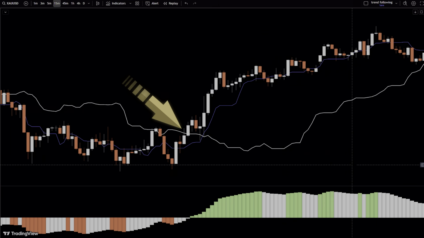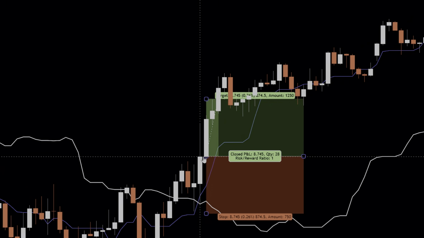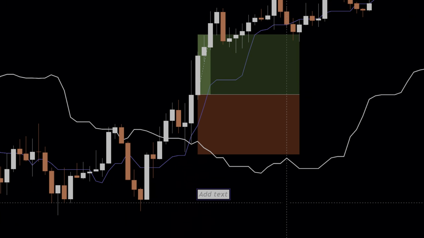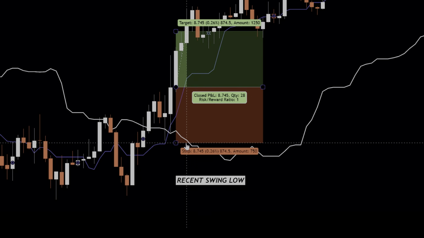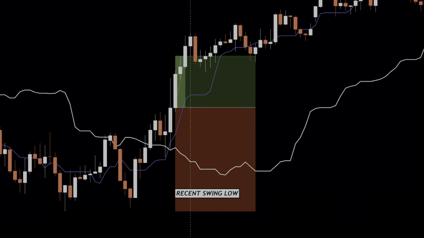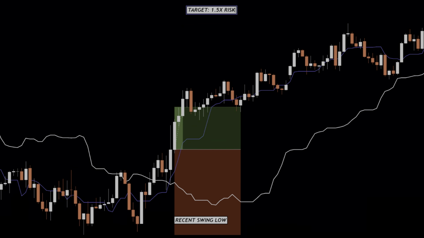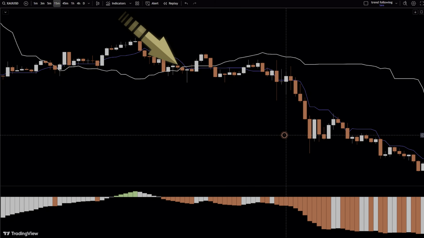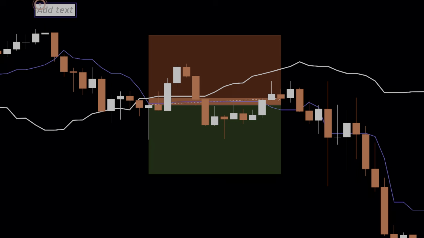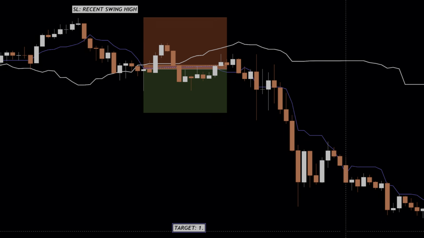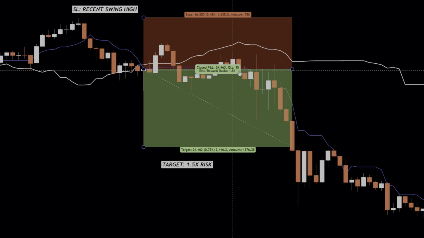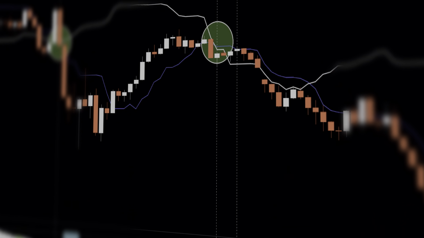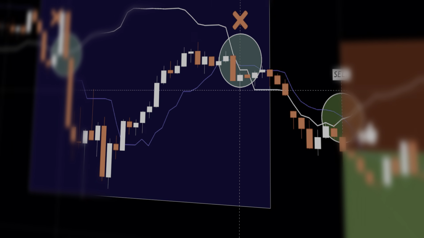Here's another example. Blue line crosses up, MACD confirms green, entry at candle close, a stop loss under the recent swing, target 1.5 times the stop, smooth trade. Sell setup: blue crosses down, MACD red, entry at candle close, a stop above the recent swing, target 1.5 times the risk. Clean execution both ways. And that's the complete strategy. Clean, simple, and it keeps you out of the noise.